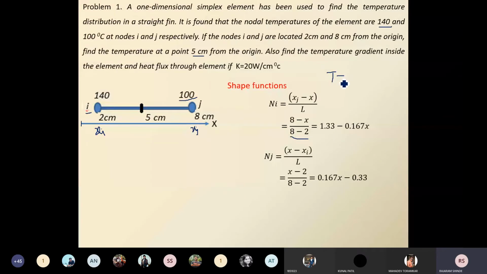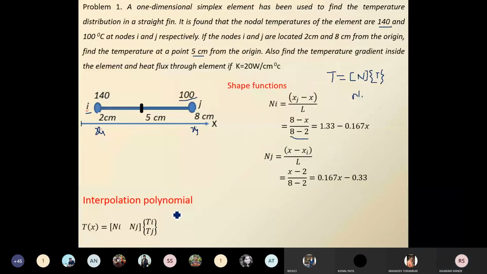Now temperature is equal to the shape function matrix N into your T matrix. The shape function matrix is Ni, Nj, and the temperature matrix is Ti, Tj. You can see here this is the temperature matrix, Ni and Nj, and this is Ti, Tj. You know this one, this we have already derived.